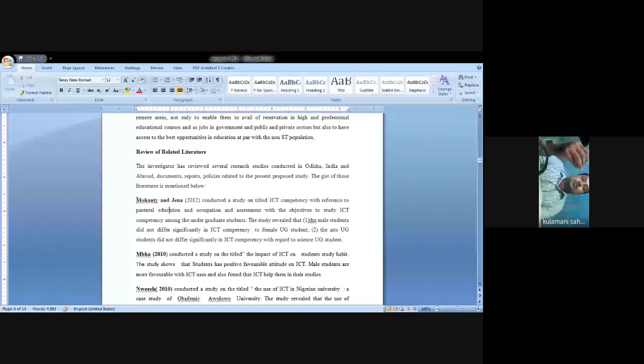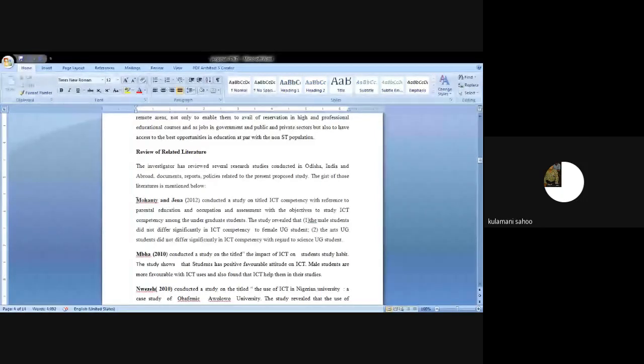Now, after a few minutes, I will show you how you can search through different search engines like Google Scholar, ERIC, or Shodhganga to get your reviews in online mode.